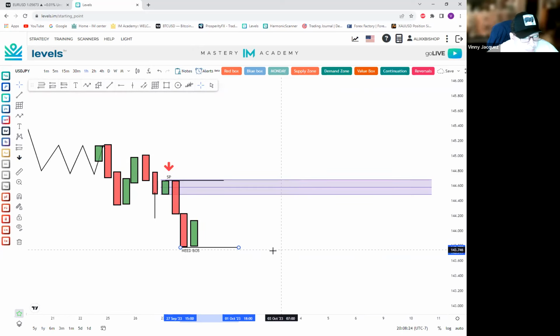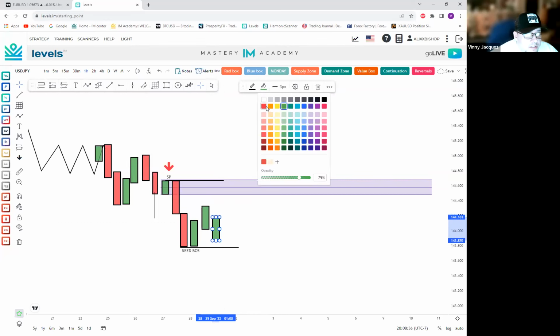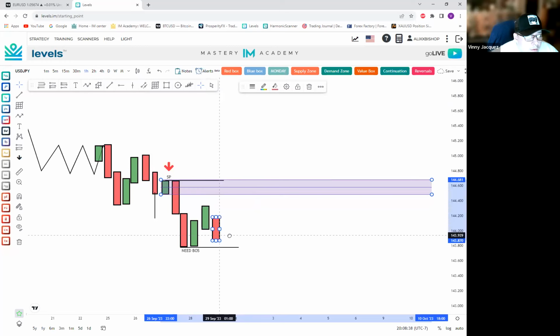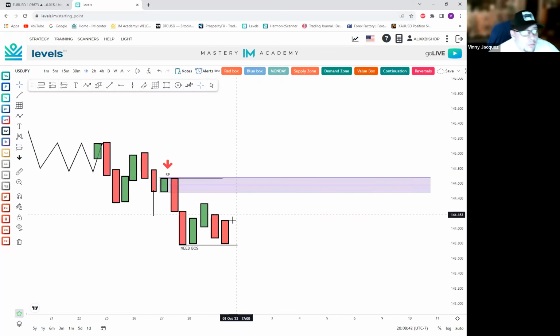Need BOS, right? So as the market's coming up to our area, boom, let's just say it wants to consolidate before. Let's say it wants to consolidate, right? The market does that sometimes. Oh man, the market does that sometimes. Let's go ahead.